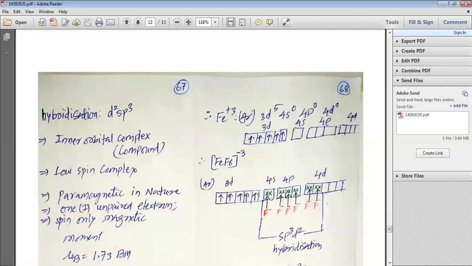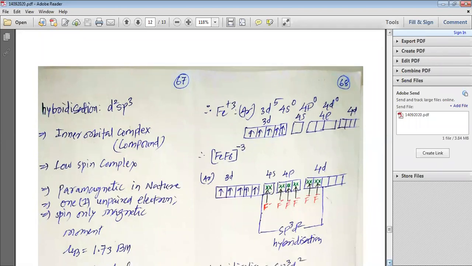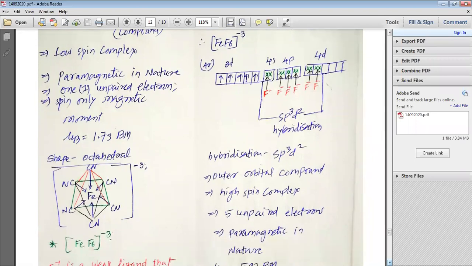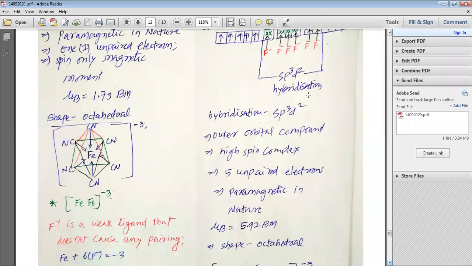So here you can see that in d, 5 orbitals are filled with 1 electron each. So the possible hybridization would be taking 1 4s, 3 4p and 2 4d, and thus in FeF6 minus 3 when it is prepared, sp3d2 hybridization takes place into 6 sp3d2 hybrid orbitals. Each fluorine donates its electron pair, and thus the FeF6 minus 3 has been formed.